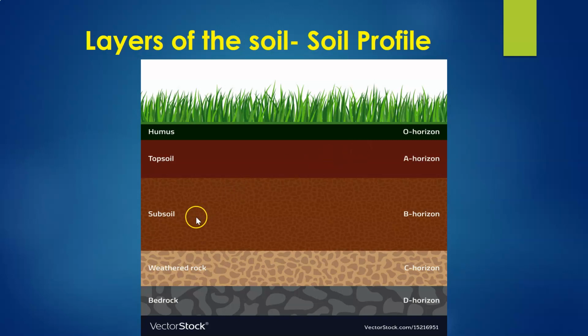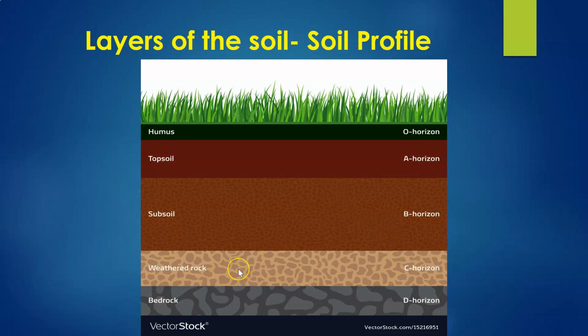The second layer of the soil is called subsoil. The subsoil has lots of stored humus and minerals. Only big plants or roots of the big plants can reach this part because it's a little bit harder than the topsoil.